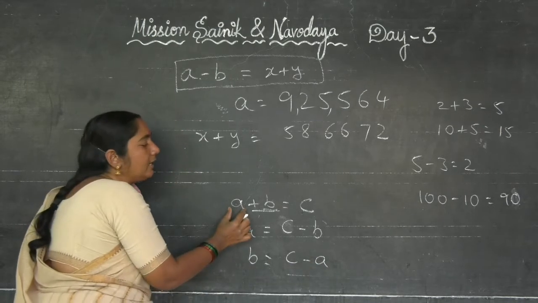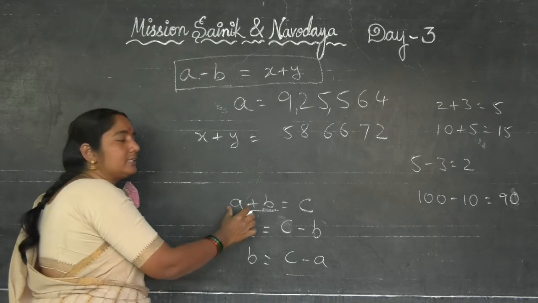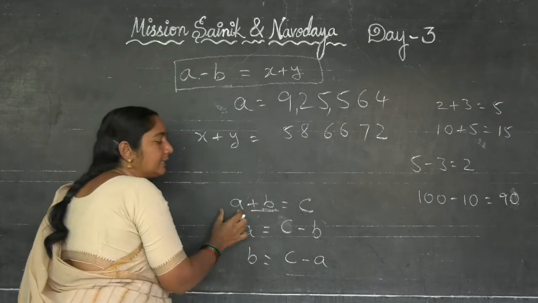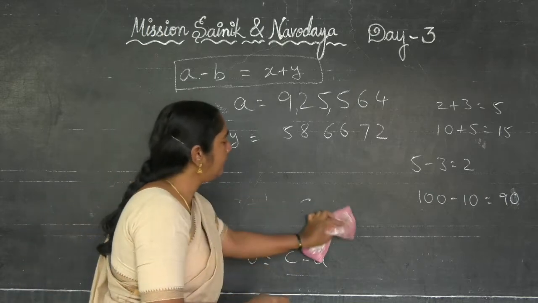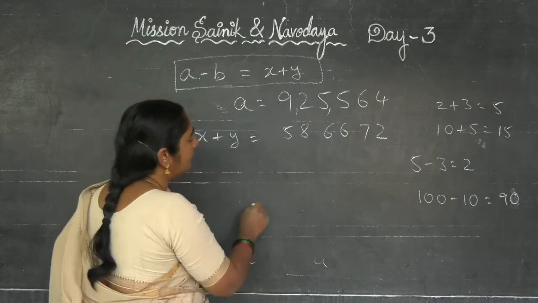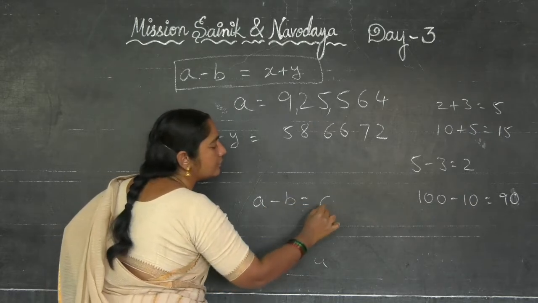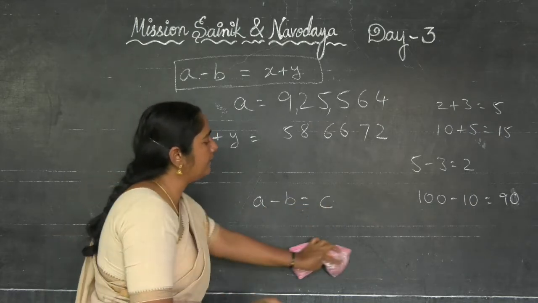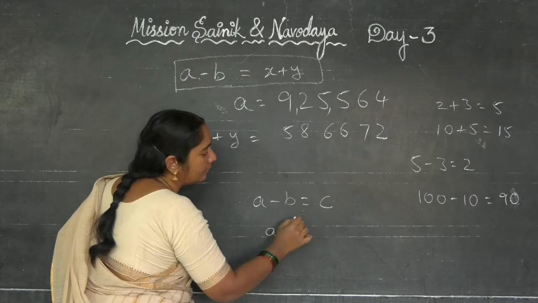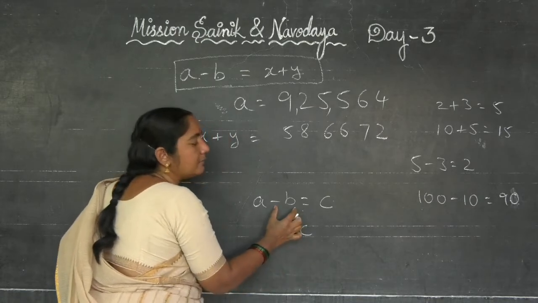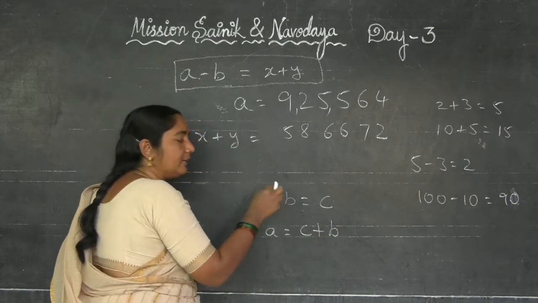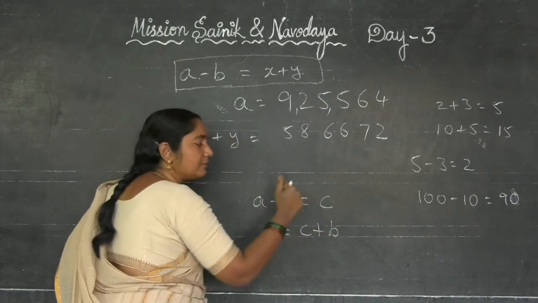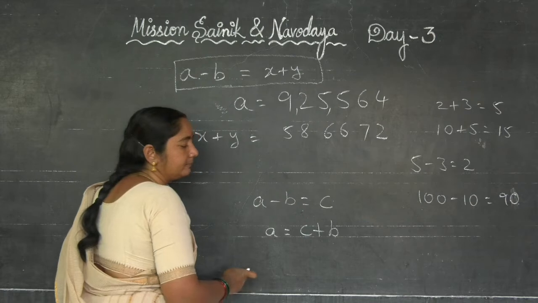Understood? When any number from this side of the equal to is carried to that side, its sign will change. Similarly, for example, in an equation a minus b is equal to c. In this particular case, what happens? A is equal to c plus b. When it goes that side, it becomes plus b. If it is plus, it becomes minus. If it is minus, it becomes plus.